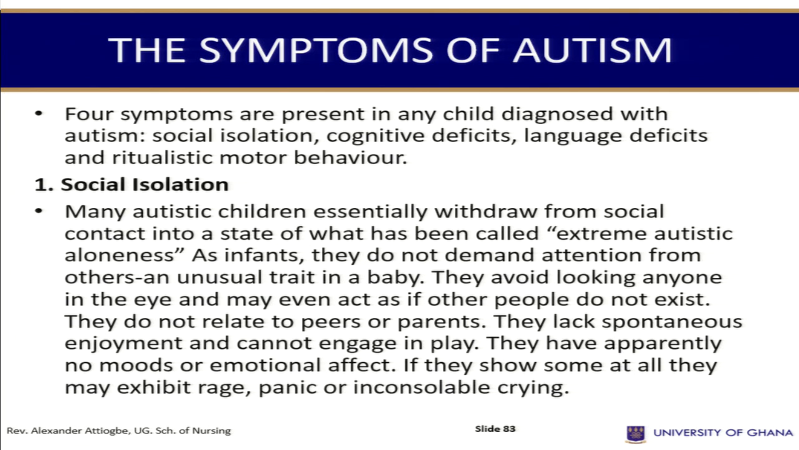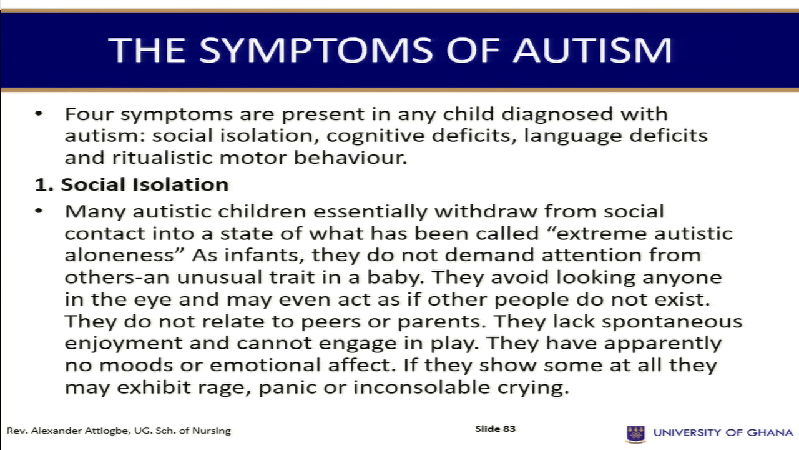Symptoms. What are the symptoms of autism? We are going to discuss 4. So 4 symptoms are present in any child diagnosed with autism. Social isolation is one of them. Cognitive deficits is another. Language deficits, and finally, ritualistic motor behavior. Let's start with social isolation.